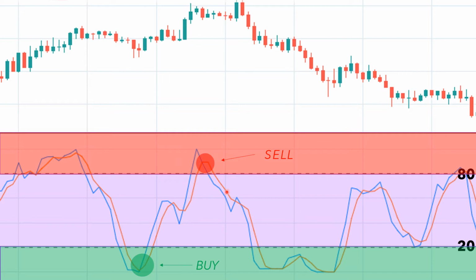And then looking at the sell opportunity, we can see a downwards crossover where the faster blue line crosses below the slower orange line. And this works best when the market is overbought. As you can see from this point right here, price started to come down.